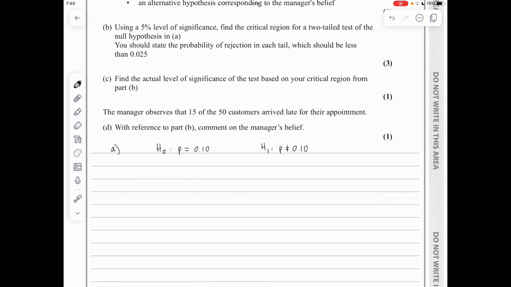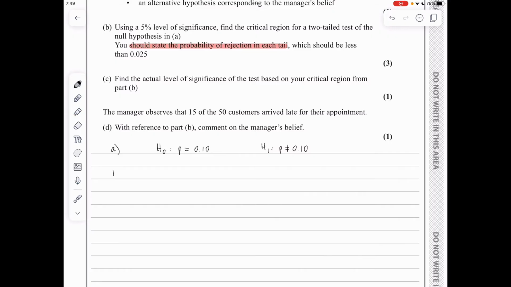We're then told that we need to use a 5% level of significance to find the critical region for this two-tailed test. We should state the probability of rejection in each tail, so we expect to see a statement of the probability of rejection for each tail in our answer.